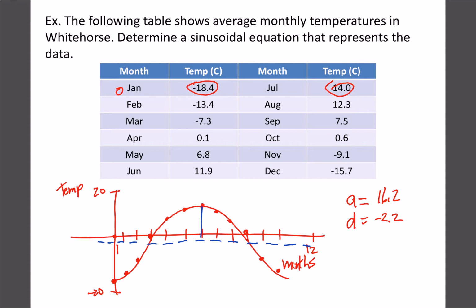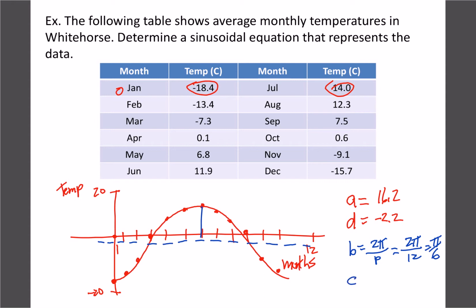So now the next one is our B. Our B value, remember, is 2 pi, do this in radians, divided by period. Our period for a year is 12 months, so we go 2 pi divided by 12, which would be pi by 6. And our last one is our C value.